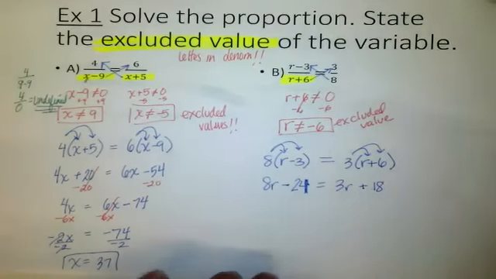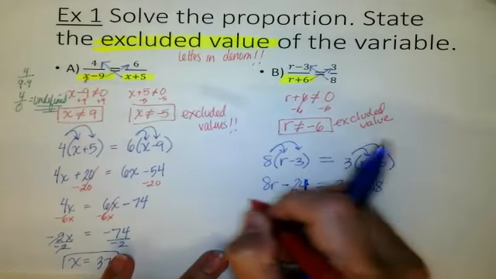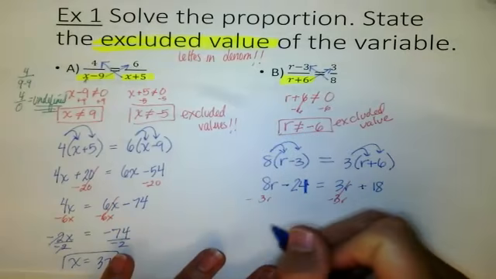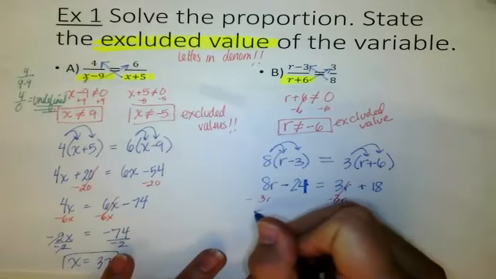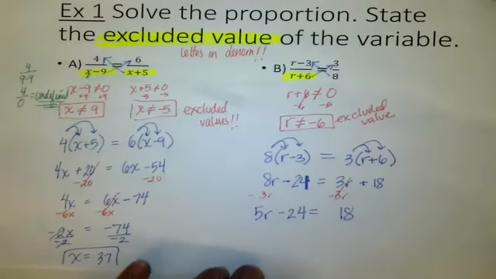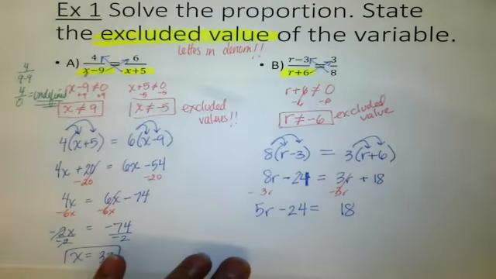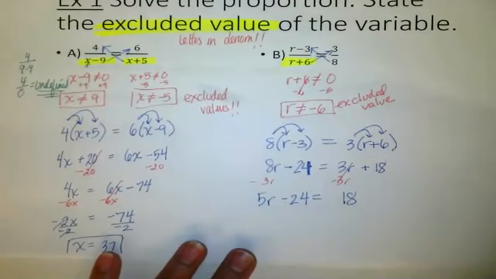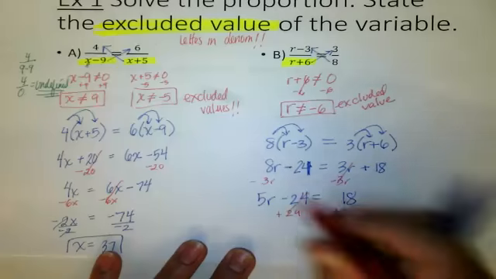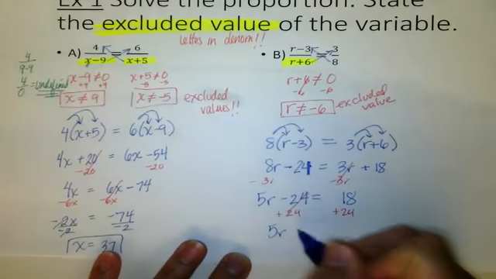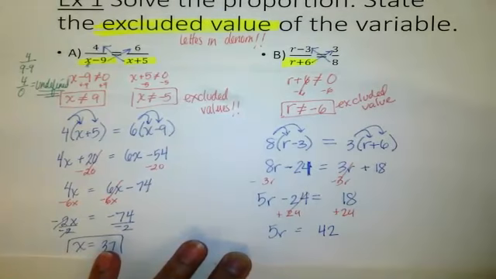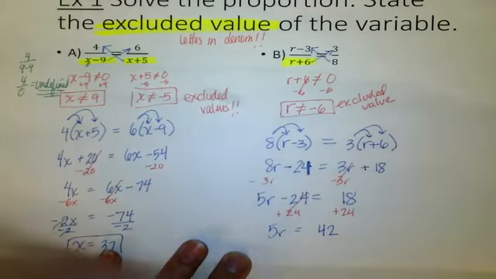I like to move my letters. I'm going to go ahead and move my letters. Letters to the left. So I'm going to take that positive 3r and subtract it to the other side. 8r minus 3r is 5r. And then what? Add 24. 18 plus 24 is 42.